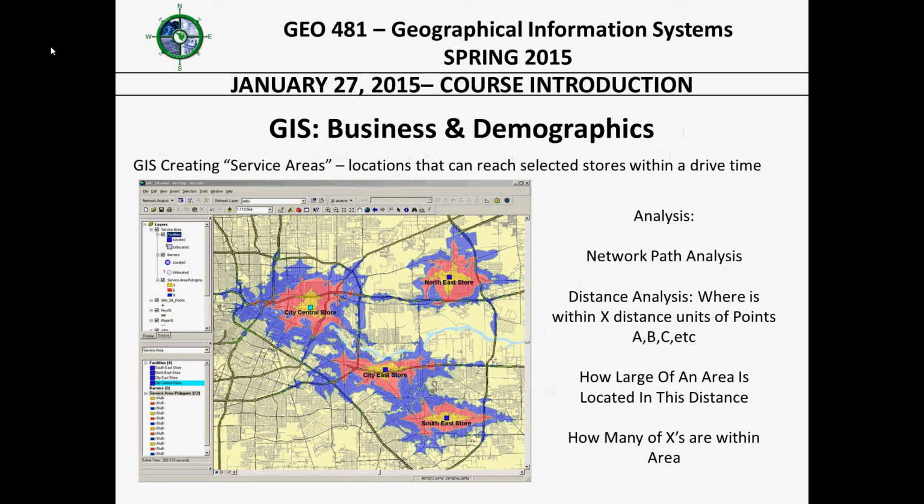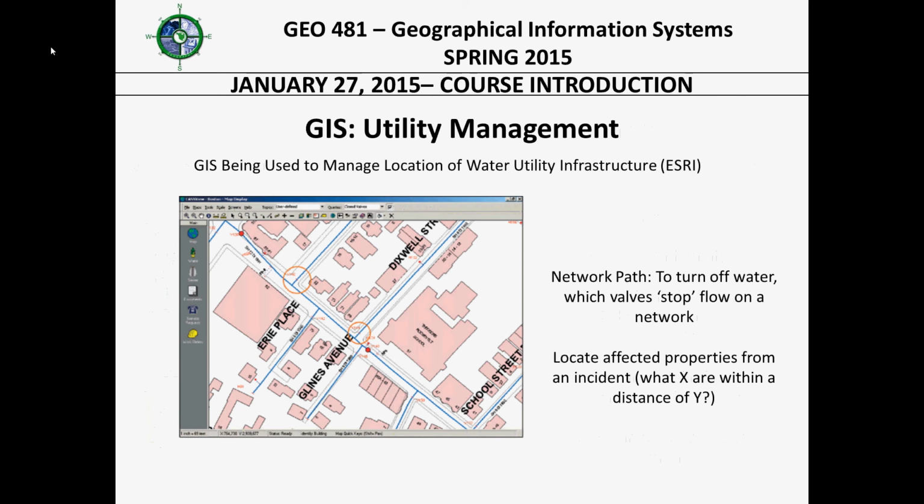I gave some examples. I really wouldn't ask about these because these are examples from later in the course, and I'd probably ask about them later. But just refresh your memory. We talked about drive times to businesses. We talked about mapping water mains and how to shut off a leaking water main, using GIS to tell which valves you have to shut off to isolate that water main.